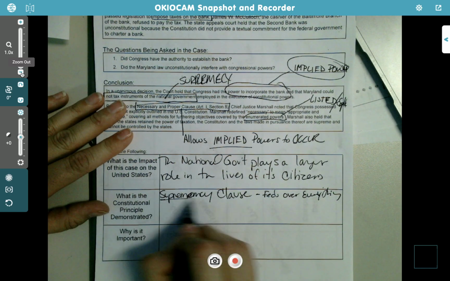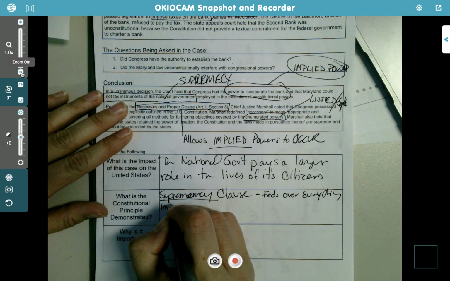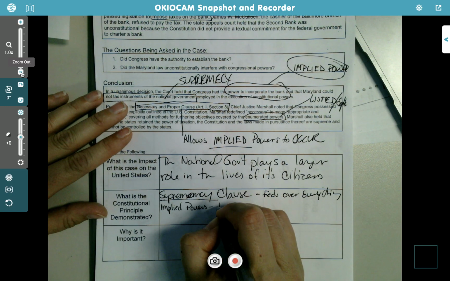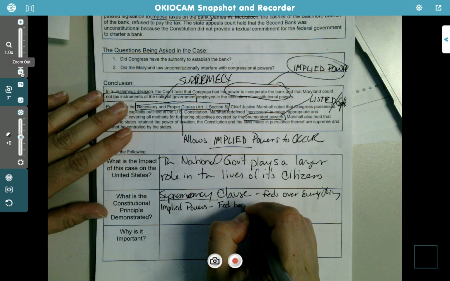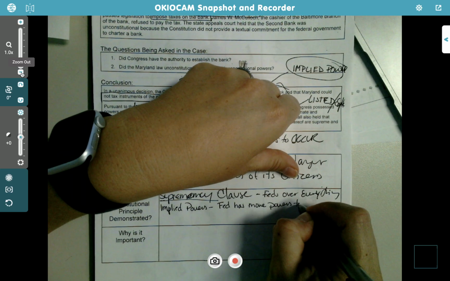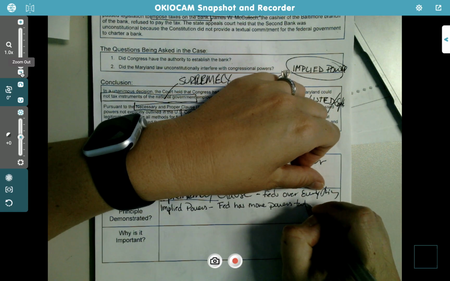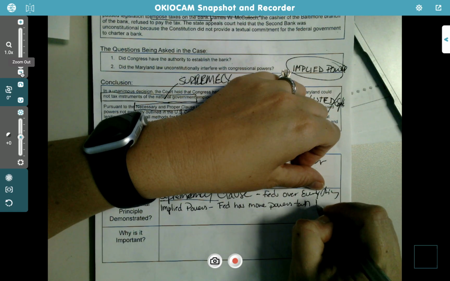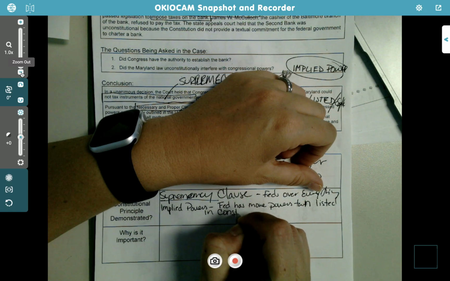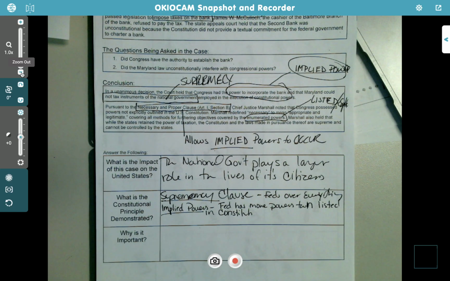What is the second of the 3? Aiden. Implied powers. Which means what, Aiden? The Fed has more power than listed in the Constitution. So implied powers: the Fed has more powers than listed in the Constitution.